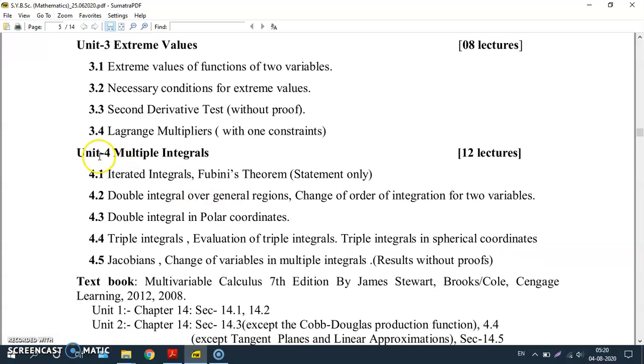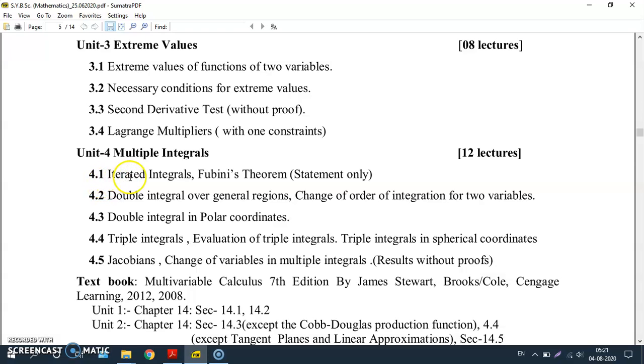In unit 4, we will talk about multiple integrals. The single integral, or integral with one variable, we have seen in previous class. Here we will talk about multiple integrals involving more than one variable. In some cases two variables, in some cases three variables.